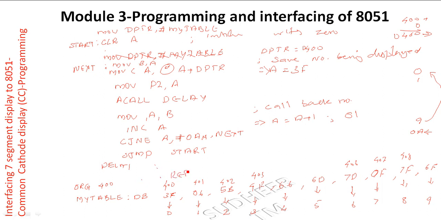So RET. I don't want to explain again what the delay routine is here. So this continues, then returns back. At the end we need to keep the code also. So this is the programming logic for showing the numbers from 0 to 9 on your 7 segment display. Now let us simulate this program.